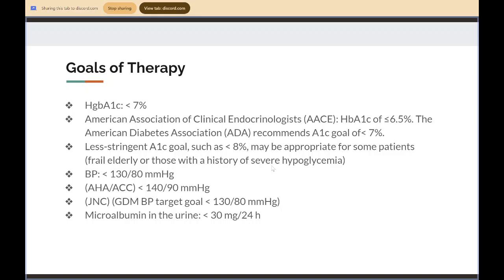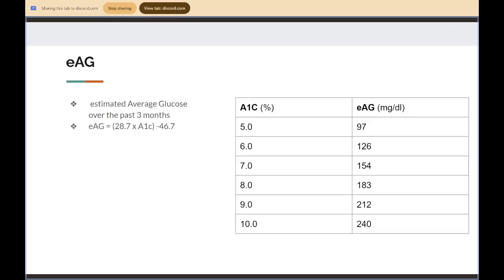So, BP less than 130 over 80. The American Heart Association or the American College of Cardiology, they say below 140 over 90. And then the JNC says, which is the Joint National Committee, below 130 over 80. Microalbumin in the urine, you want less than 30 mgs every 24 hours.